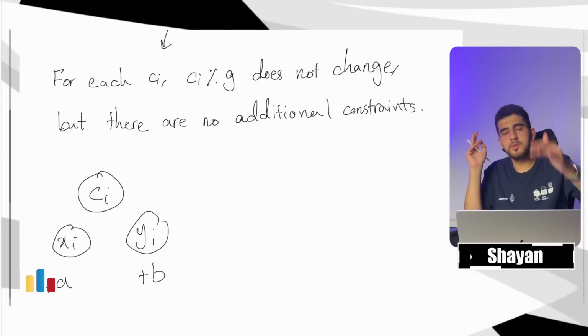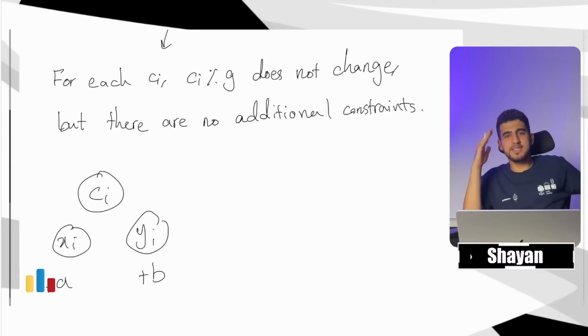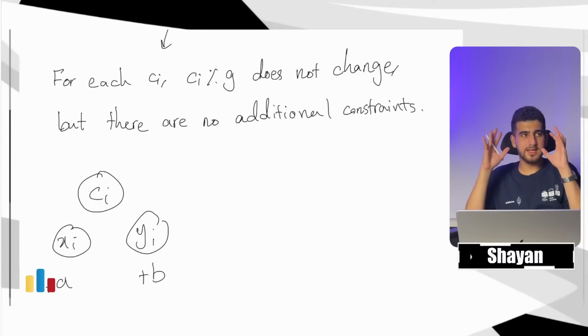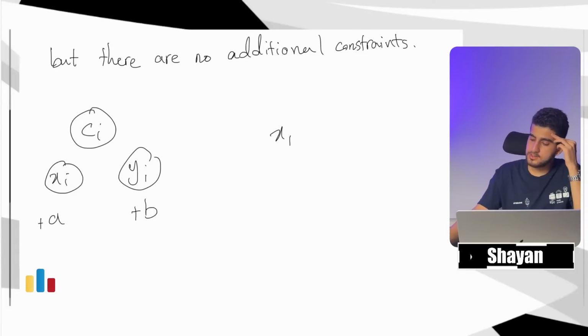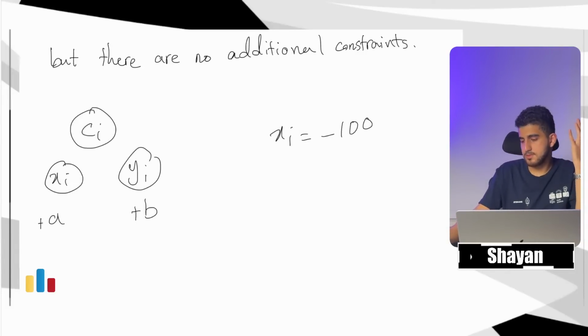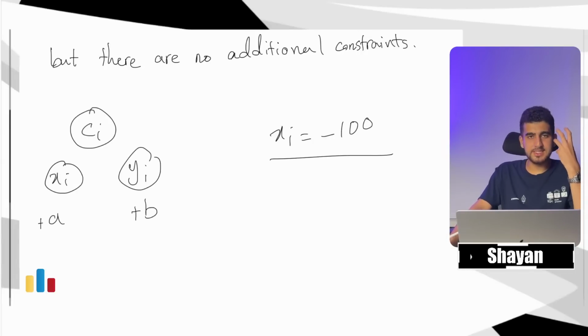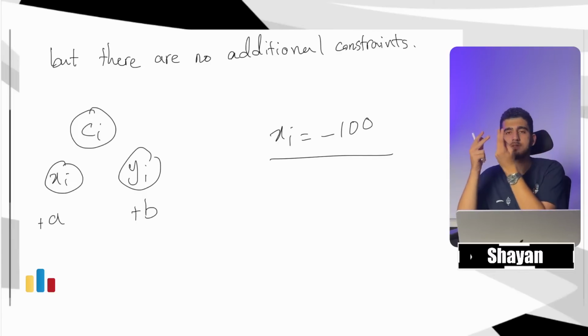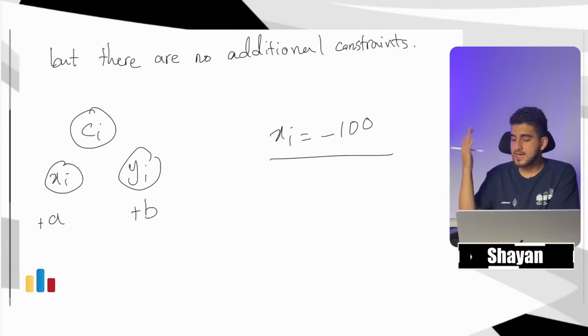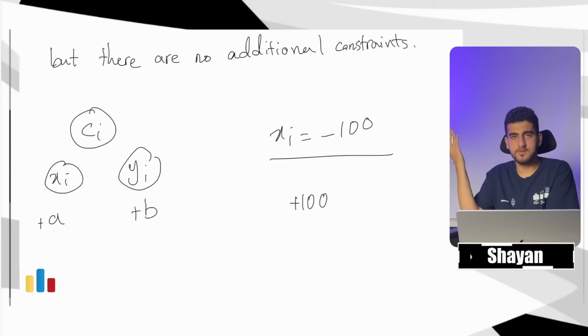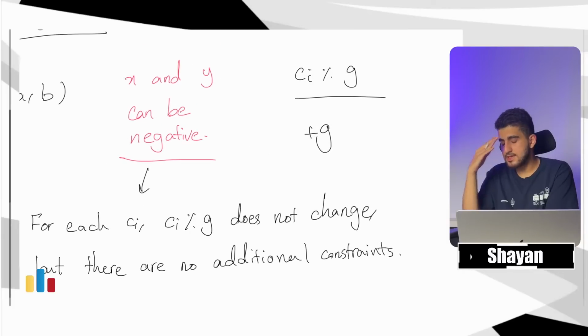Assume that your numbers can be negative. Consider the minimum number you have, I mean, the negative number whose absolute value is the greatest. For example, for some i, xi is minus 100. The point is that because at the end we care about the differences of the numbers, you can increase all xi's by a hundred, and then all of them will be non-negative. So if x and y can be negative or cannot be negative, the final answer is going to be the same.